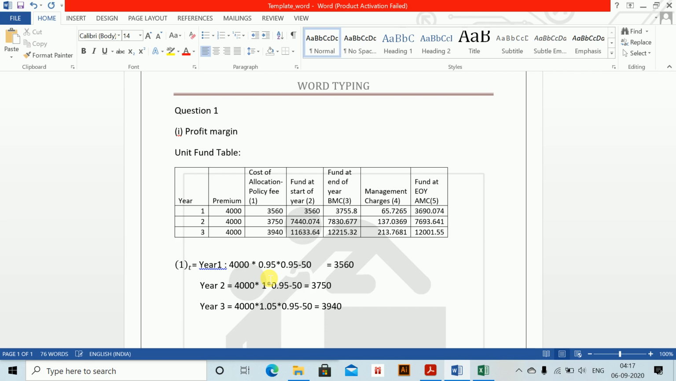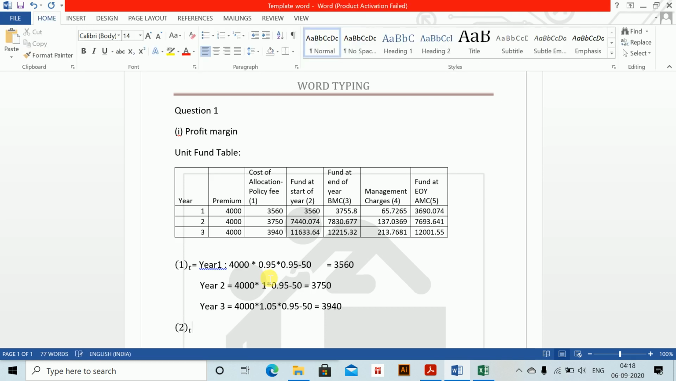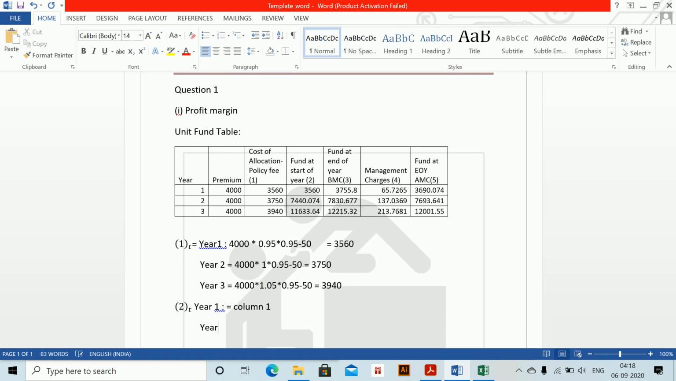Okay, column 2_t. So for 2_t, for year 1 it is equal to column 1. For year 2 onwards it is equal to fund value at end of year after management charges plus column 1.